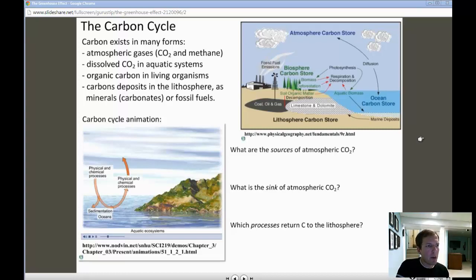So first of all, for carbon cycle, you should be aware where does the carbon dioxide in the atmosphere come from? What is the sink, or what is the place in the world where carbon dioxide can be stored for long periods of time, and what processes return carbon back into the lithosphere, or the actual rock part of the Earth. You know the carbon cycle pretty well if you can answer those three questions. So if you want to pause it, maybe consider that, and then when you hit play again, I'll reveal those answers for you.